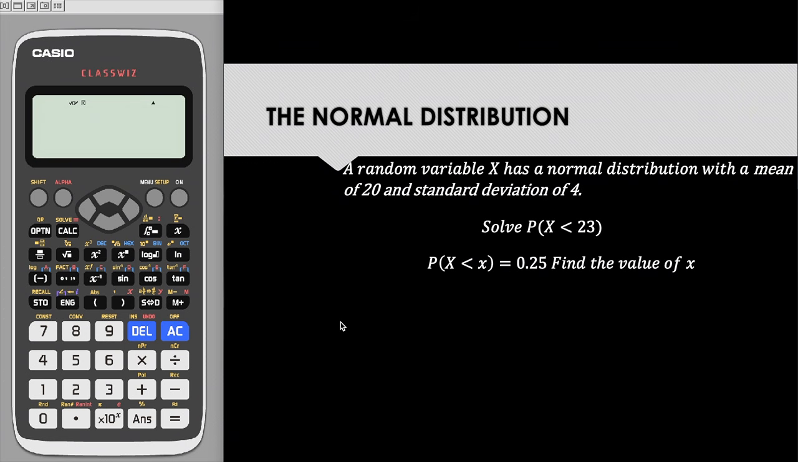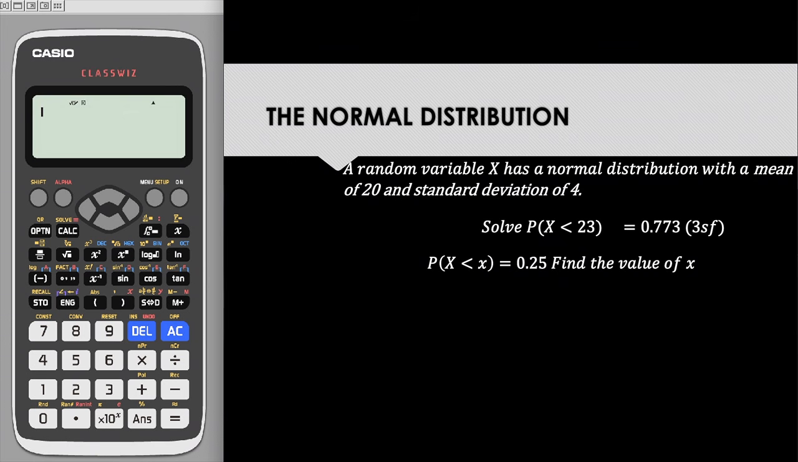This question says we've got a random variable x that has a normal distribution with a mean of 20 and a standard deviation of 4. For the first part, we need to solve the probability of x is less than 23. I calculated this by hand using the formula where we take our x value, subtract it from the mean, and divide by the standard deviation. That gives us a value which we represent as z, and we can model that under the standard normal distribution. Then you can find your probability using the distribution tables. That's what I did to get my answer, and I got 0.773 to 3 significant figures.